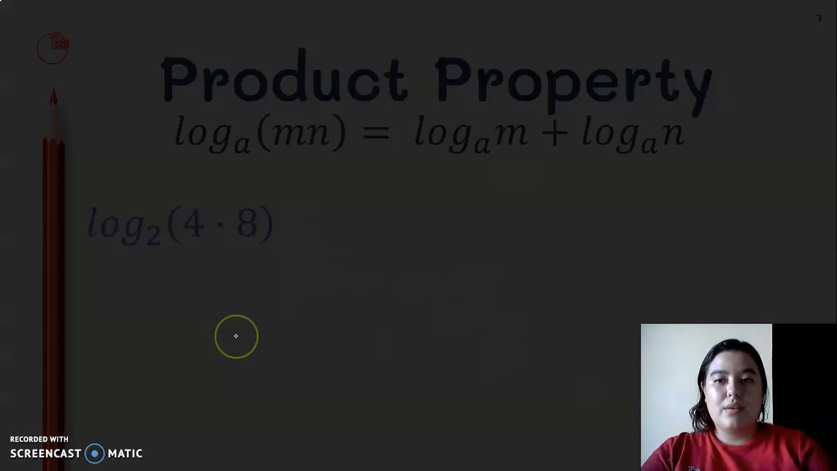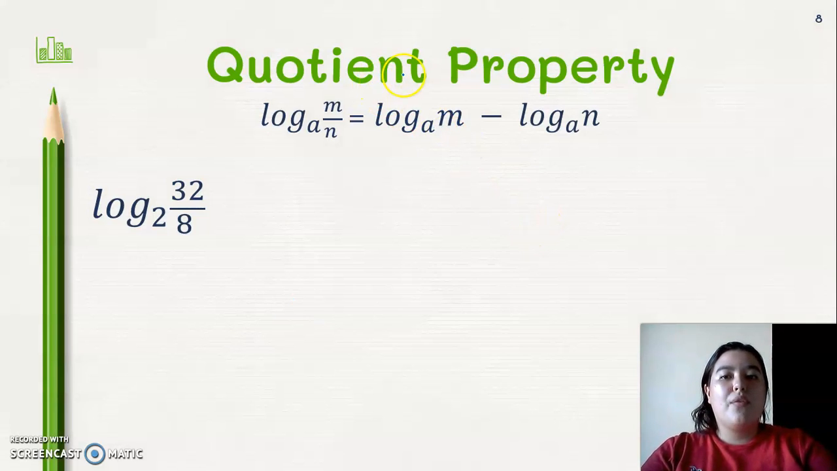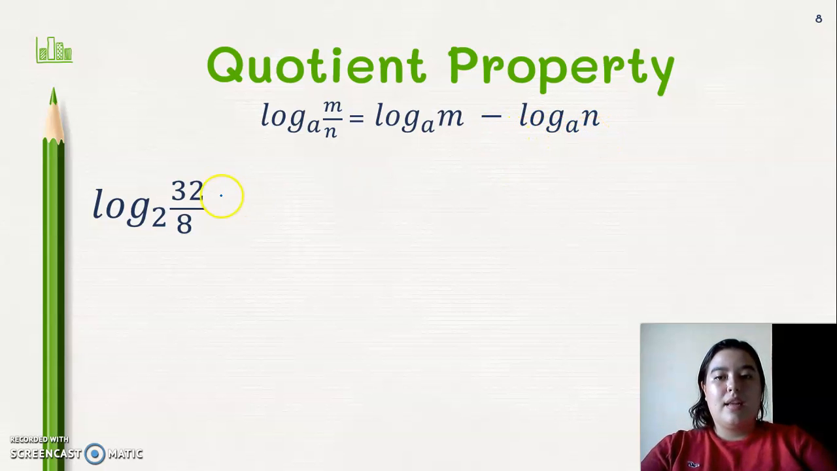Okay. So let's continue with the second example. We have the quotient property. The quotient property is when we have log base a of m divided by n. And how can we use the quotient property? We have to separate using the negative sign. So log base a of m divided by n equals log base a of m minus log base a of n. Next example, we have log base 2 of 32 divided by 8. So what we have to do is separate in this form.